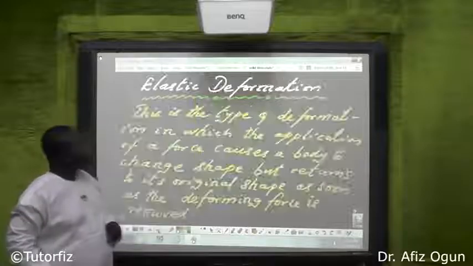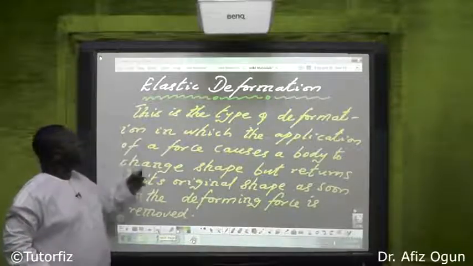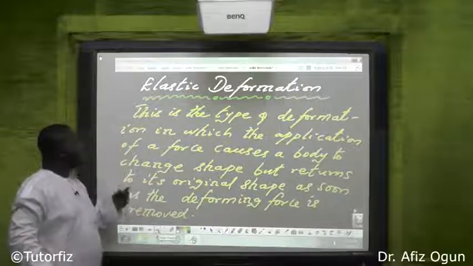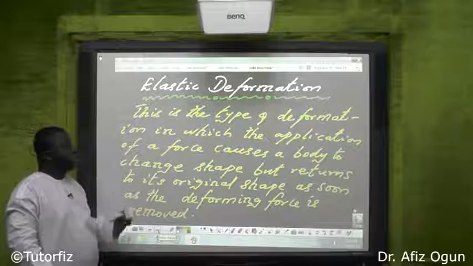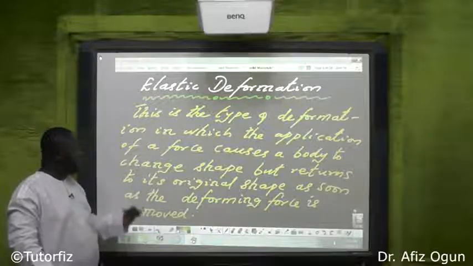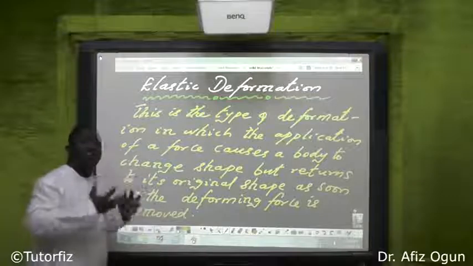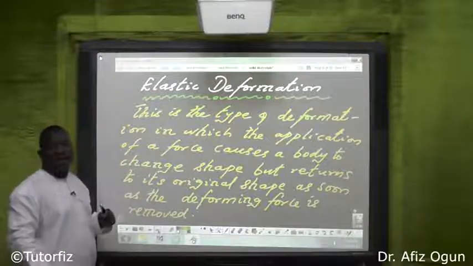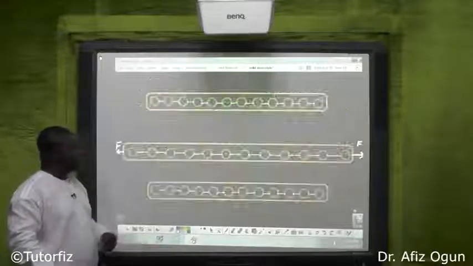So if it is elastic deformation, this is the type of deformation in which the application of a force causes a body to change shape but returns to its original shape as soon as the deforming force is removed. When the force that causes the change of shape is removed, then the body returns to its original shape. This is called elastic deformation.